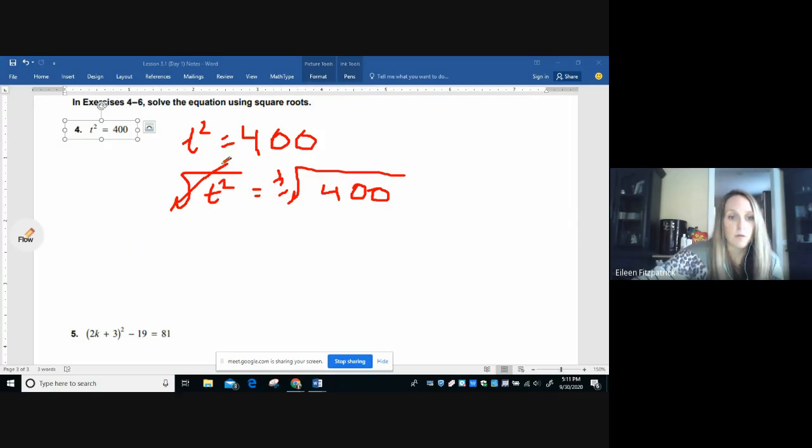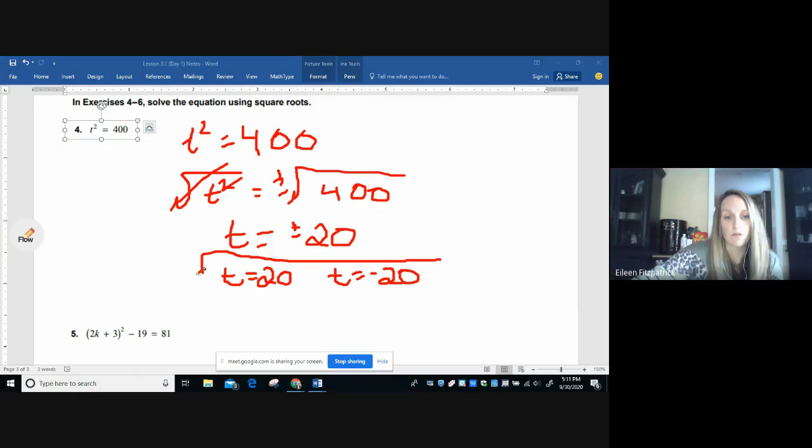Okay. The square root and the square cancel. So you're left with t is equal to plus minus, and the square root of 400 is 20. So you have two answers. You have t is equal to a positive 20. That would be one root of this function, and t is equal to negative 20.